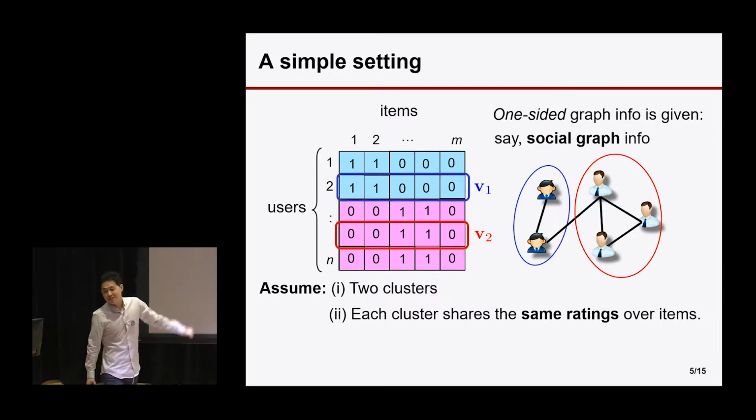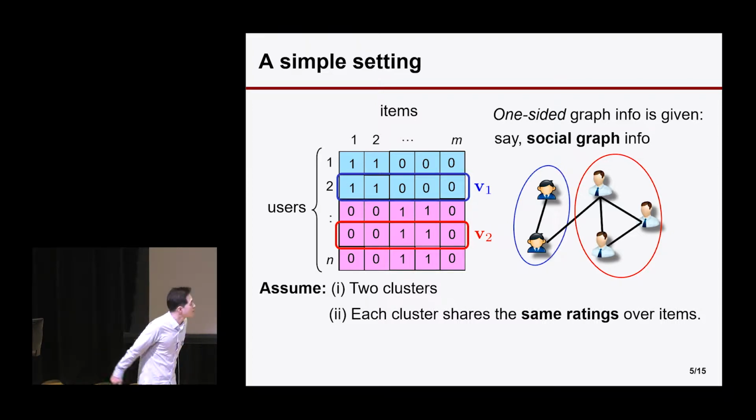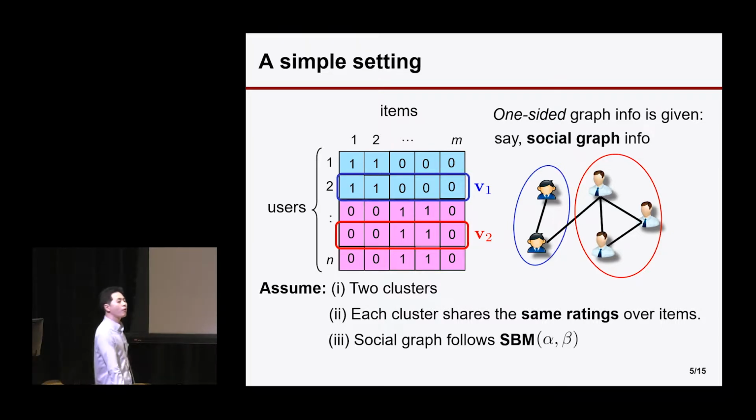Okay, so this is the second assumption. And the third assumption is about this graph, the social graph. Here we assume that this social graph follows a standard graph model, which is the SBM. In the SBM, there are 2 parameters, alpha.